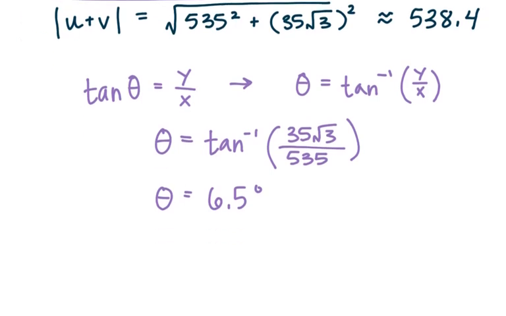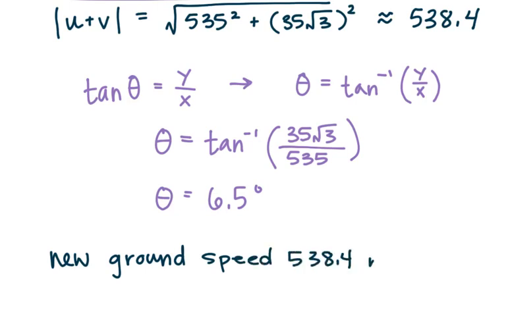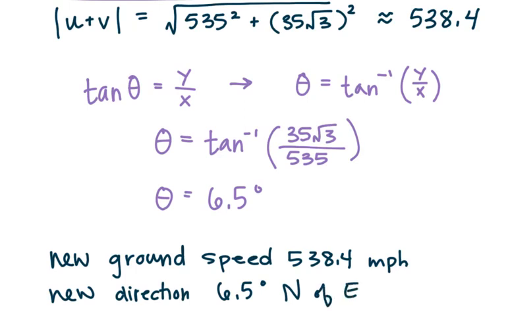Therefore, we can say we have a new ground speed of 538.4 miles per hour, and then we have a new direction. We are not headed due east. We are headed 6.5 degrees north of east. So remember, this is east. The tailwind was blowing us that way. We have traveled 6.5 degrees up. So this is our new trajectory.